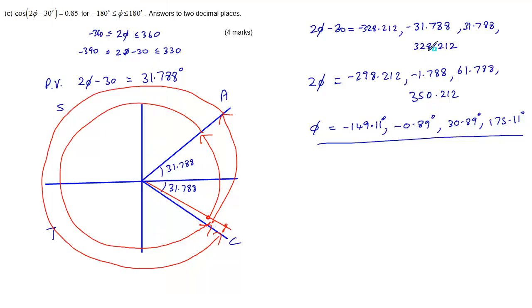And just before we finish, I've spotted a mistake. When I added 30 here, this should have been 358, and that would have made that one 179.